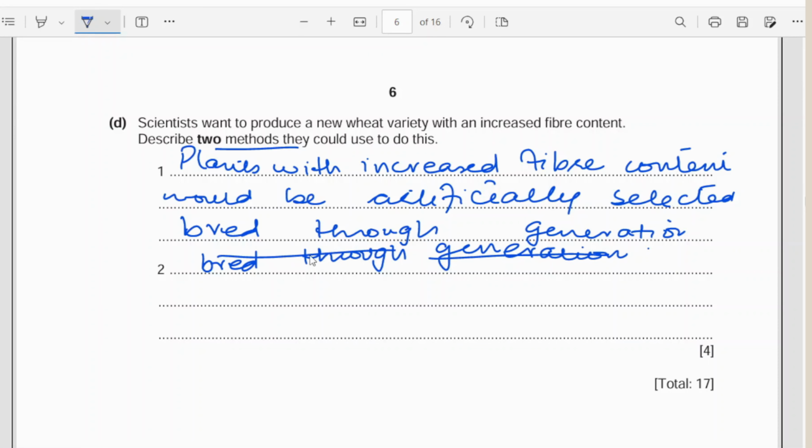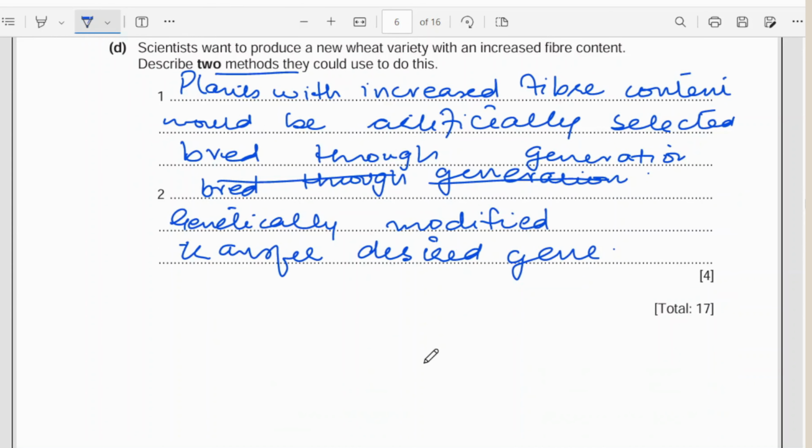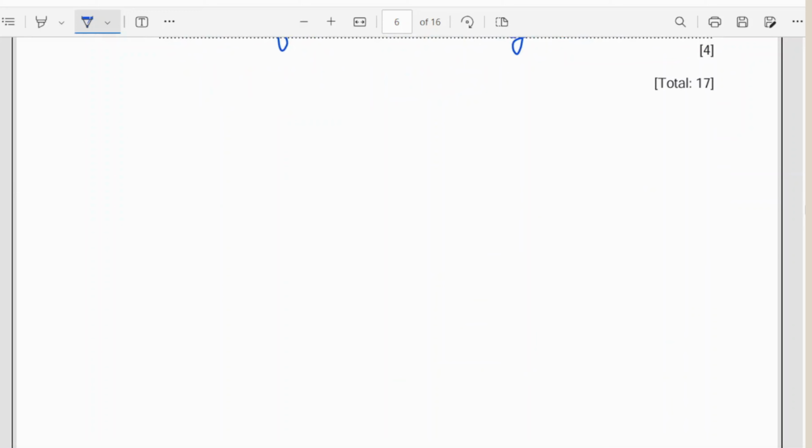Have you read about GMOs and GMPs? Genetically modified plants and organisms? Okay, then you can answer this. How are these modified? Changes in the DNA. Yes, we transfer the desired gene, the preferred gene, to produce a high fiber content. Okay.